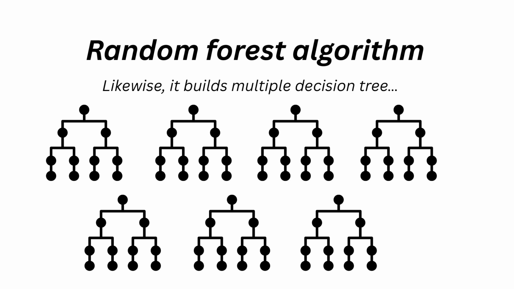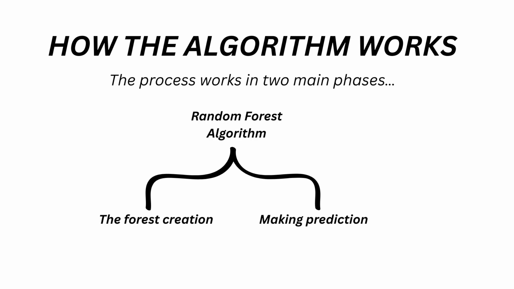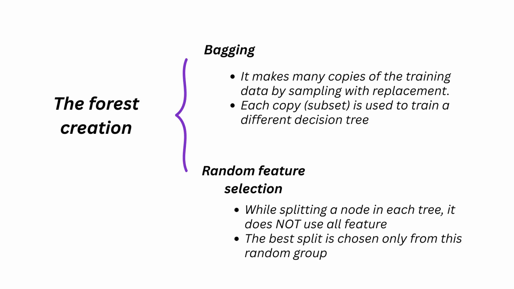Likewise, in the random forest algorithm, it builds multiple decision trees like the above decision tree and combines the output of the entire decision trees to produce a more accurate and stable result. How does the algorithm work? The process works in two main phases: forest creation and making prediction. First of all, the algorithm randomly creates multiple subsets with replacement from the training data set. This process is known as bagging.